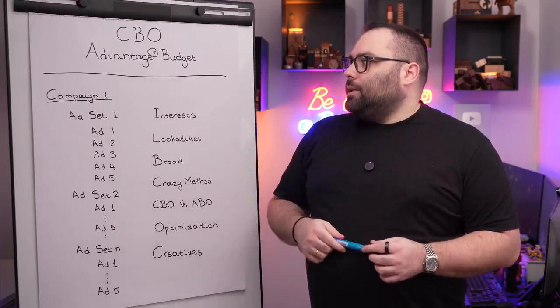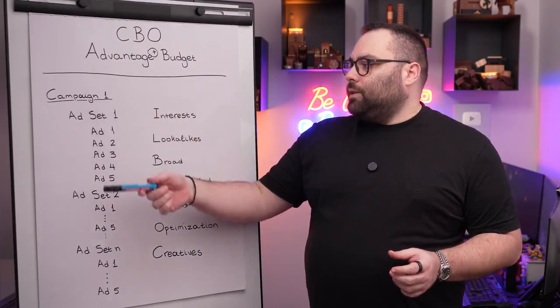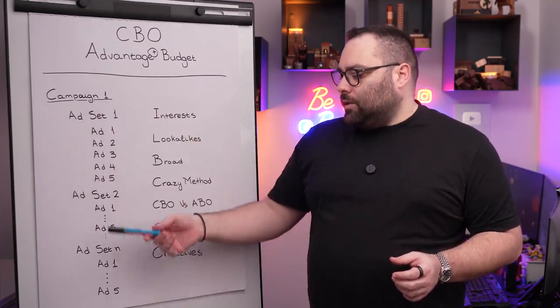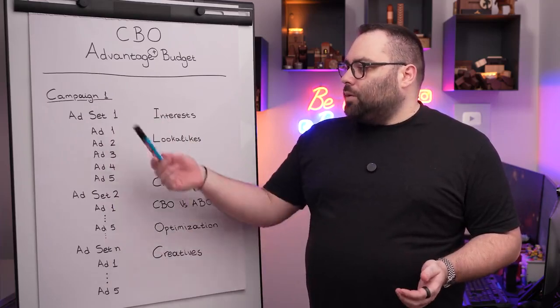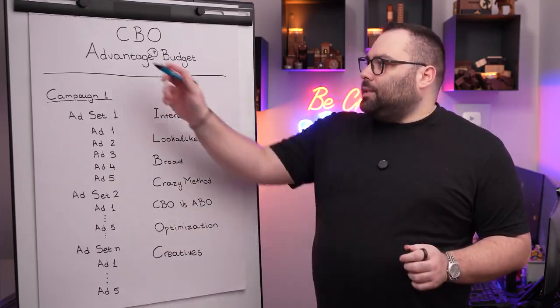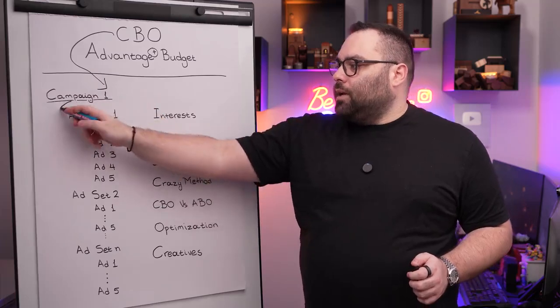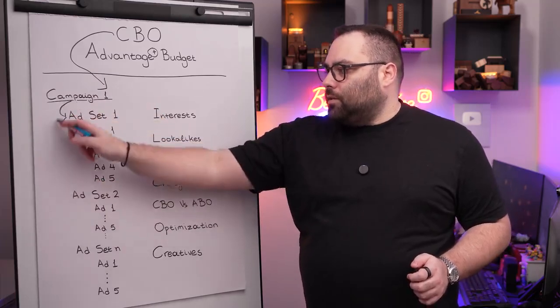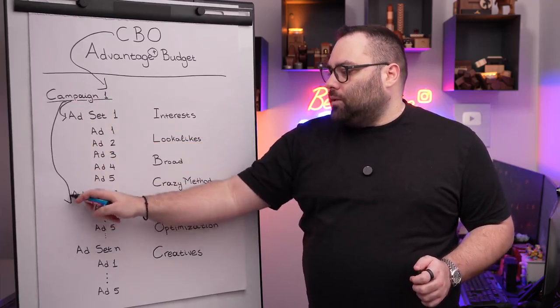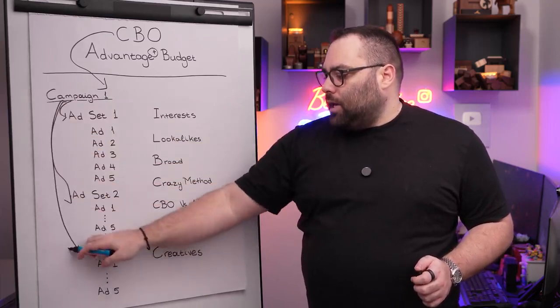So what is this? We have a campaign over here, which is having an ad set, a second ad set, as many ad sets as you want to put, different ads, and all of that. The CBO means that all the budget is being distributed by the campaign to each one of the ad sets. Okay, it goes from the campaign to the ad set.